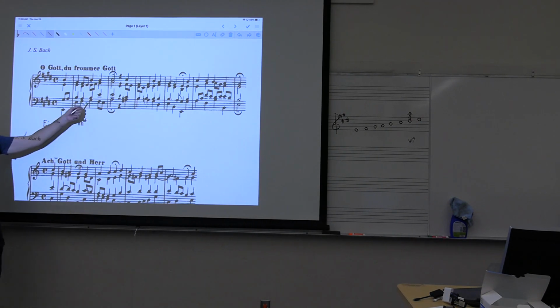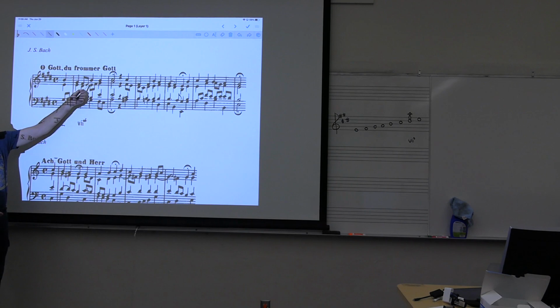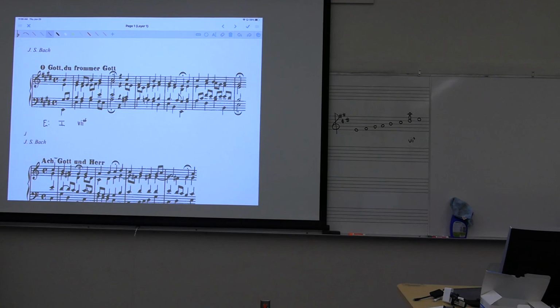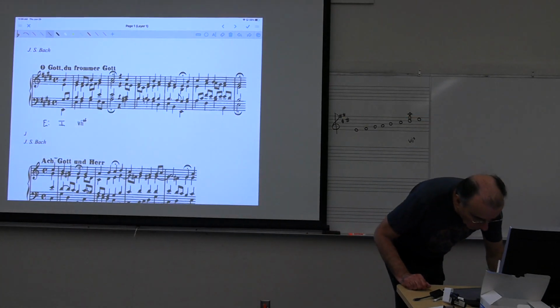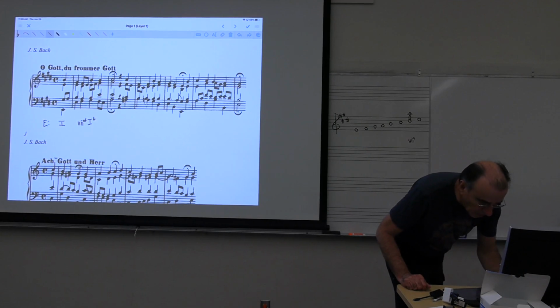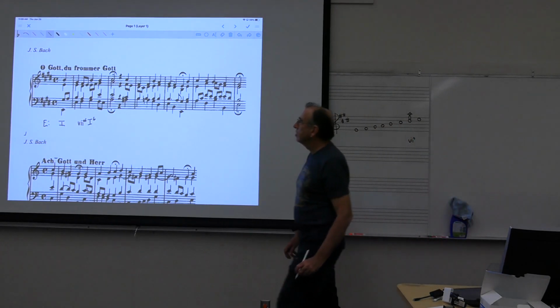Well, G sharp, B, E, B. So it's a 1 chord, right? In what position? First inversion, yeah. And so this is a 1, 6. Now also we should notate the non-chord tones too.